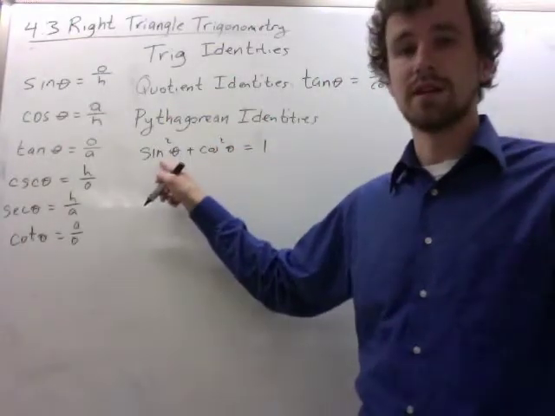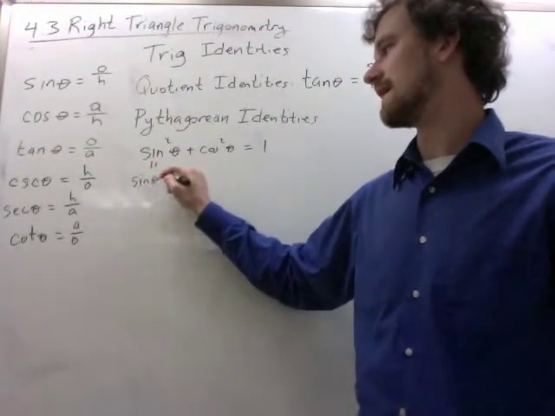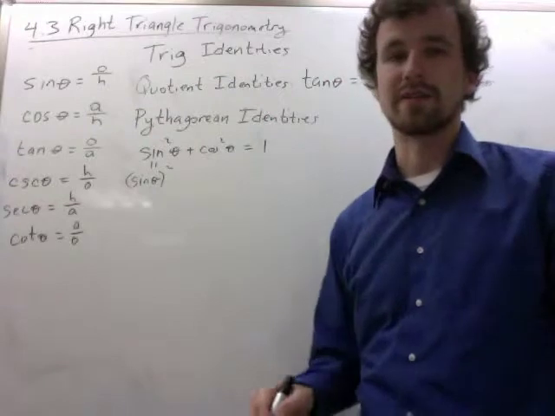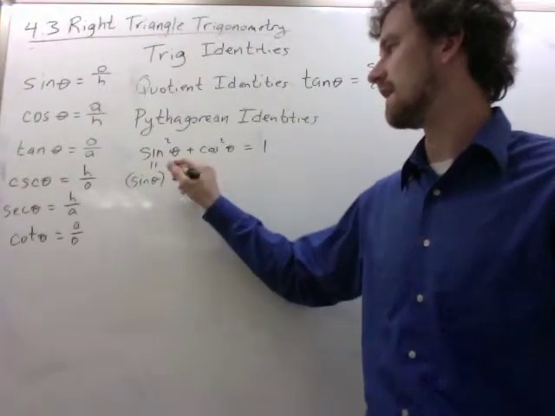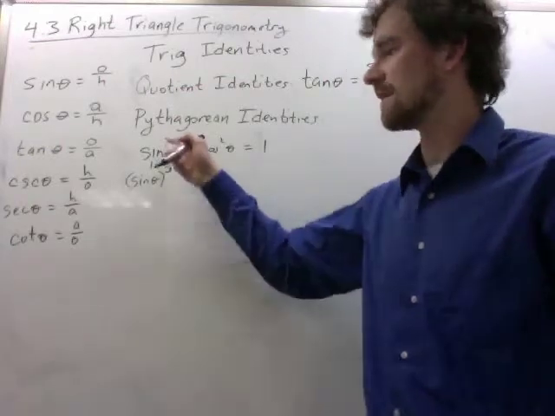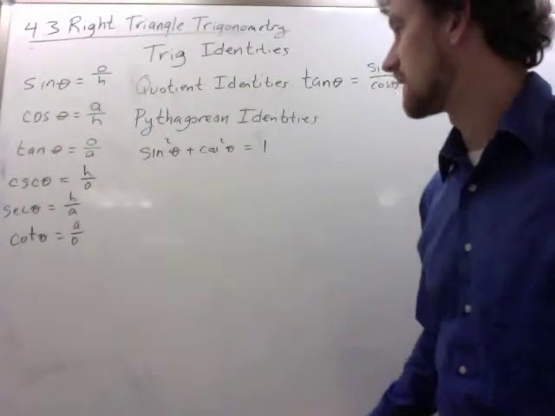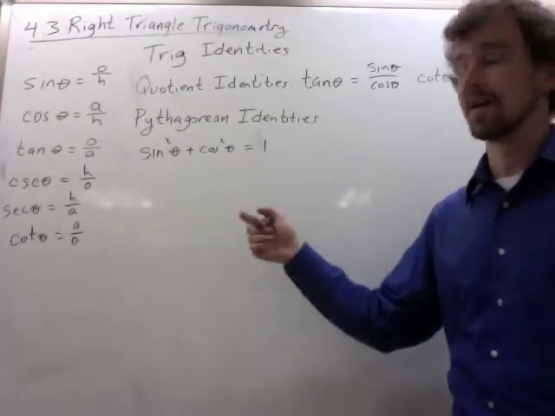Now sine squared, what this actually means is you take the sine and then square that value. But if you put the squared at the end, then it would look like you were squaring theta, and that's not what you want to do. So that's why it is written in this way. Sine squared theta plus cosine squared theta equals 1. And that's called a Pythagorean identity.